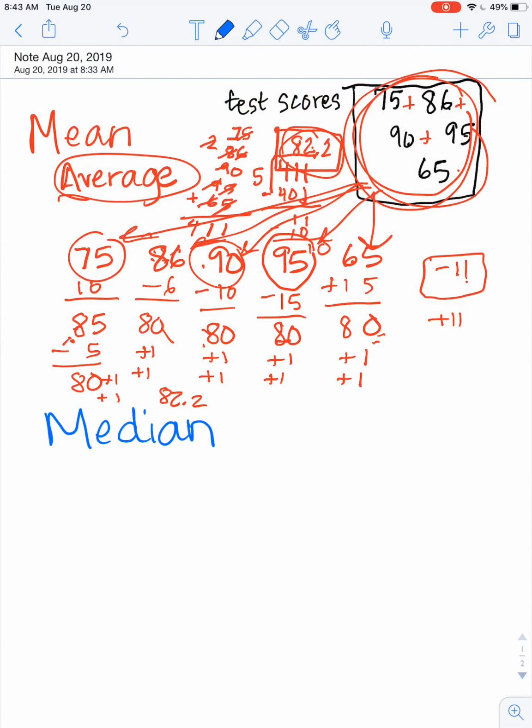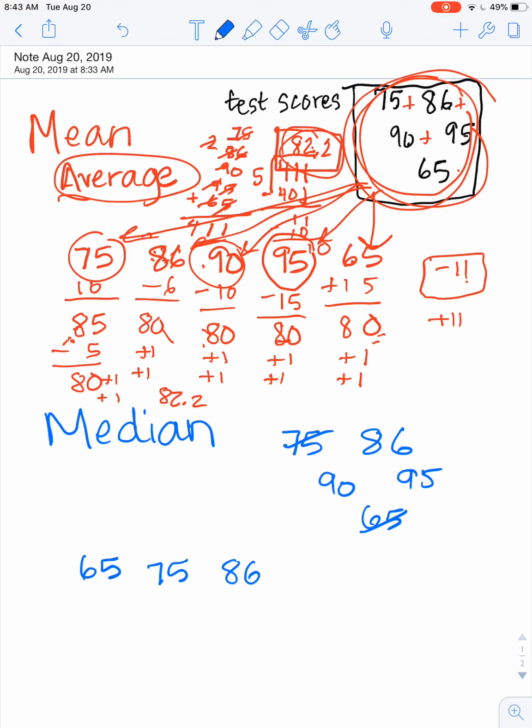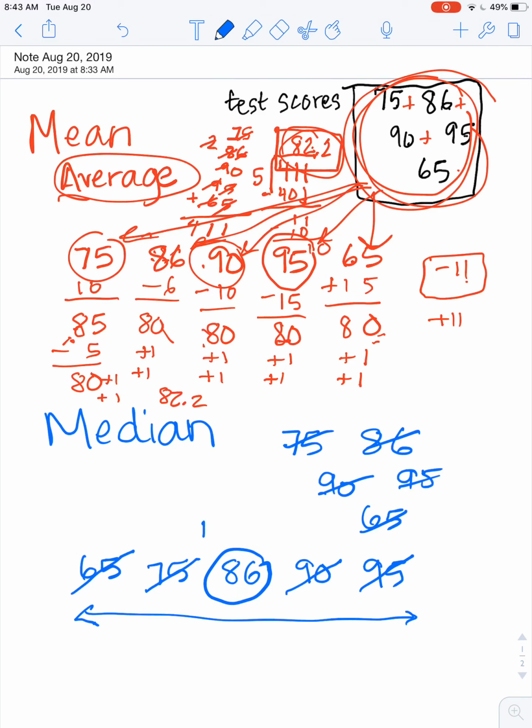Now, if we're talking about the median, you have the numbers, you have 75, 86, 90, 95, and 65, and you put them in order from smallest to greatest. So you go 65, 75, 86, 90, 95, and then because we have 5 numbers, right? This one gets the same as this one. This one gets eliminated like this one. And this is our middle number, so this is our median. Median just means the middle number.